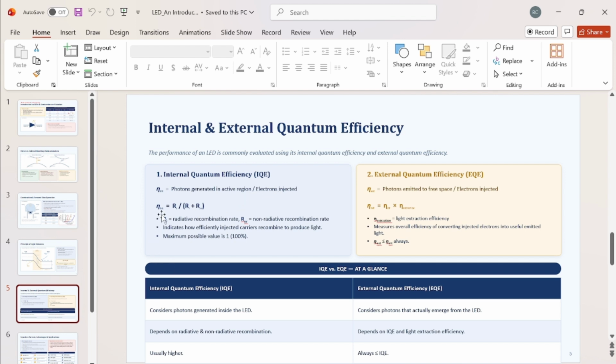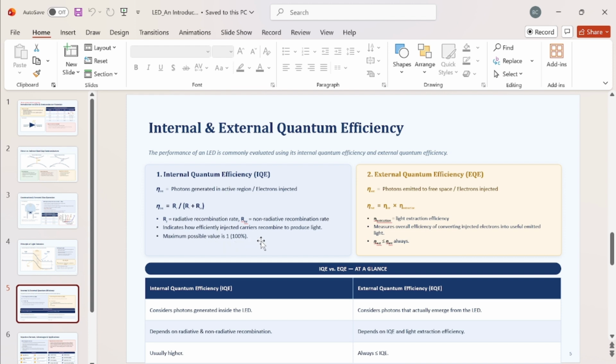Mathematically, it can be given as eta internal equal to RR upon RR plus RNR, where RR is the radiative recombination rate, RNR is the non-radiative recombination rate. So radiative recombinations are those in which the loss of electron energy is converted into the emission of a photon, that is, photon radiation is occurring there, whereas some of the transitions may not result in the emission of a photon. So those recombinations are known as non-radiative recombinations.